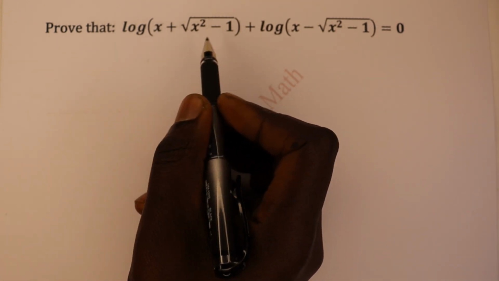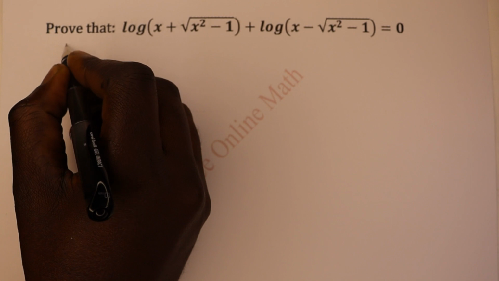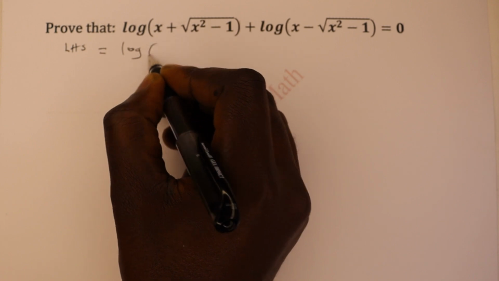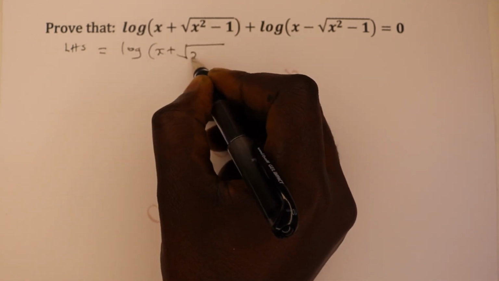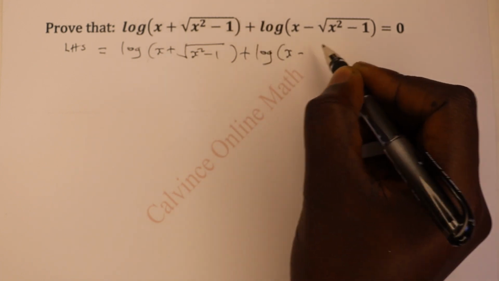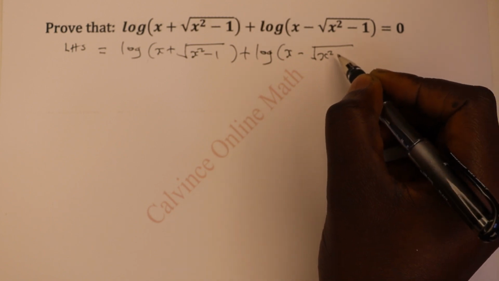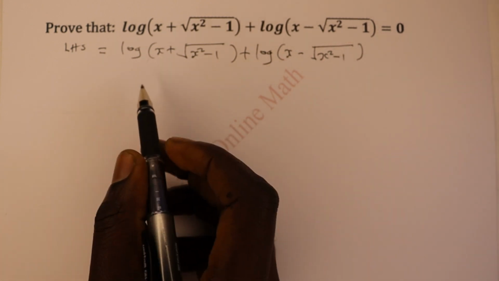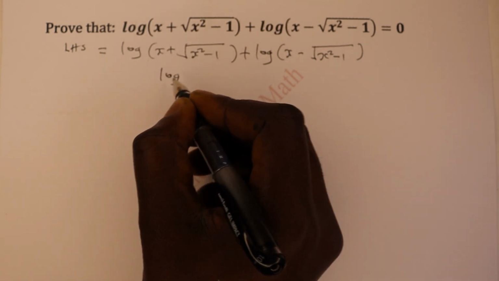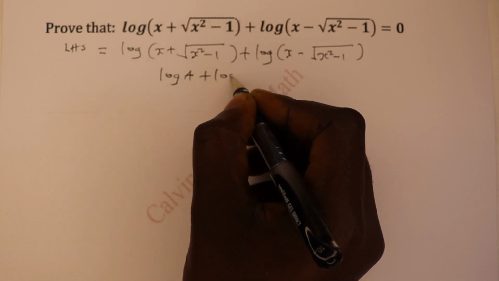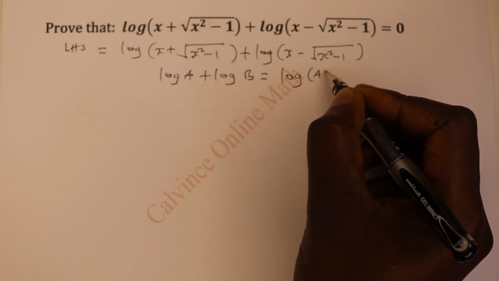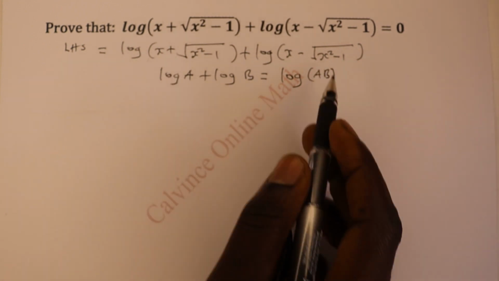So we want to look at what we have on the left-hand side. On the left-hand side, we have the log of (x plus the root of x squared minus 1) plus the log of (x minus the root of x squared minus 1). So we're going to use the first law of logarithms. That is, if you have the log of a plus the log of b, it is the same as having the log of a times b. So we're going to use that here.